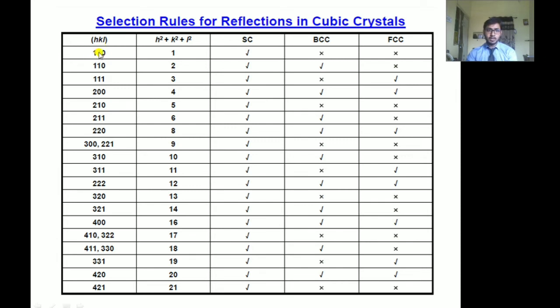So 1 is an odd number and 0 is an even number, so it is a mixture of odd and even. That is why for the FCC this reflection is not allowed. So find one more example for the FCC.